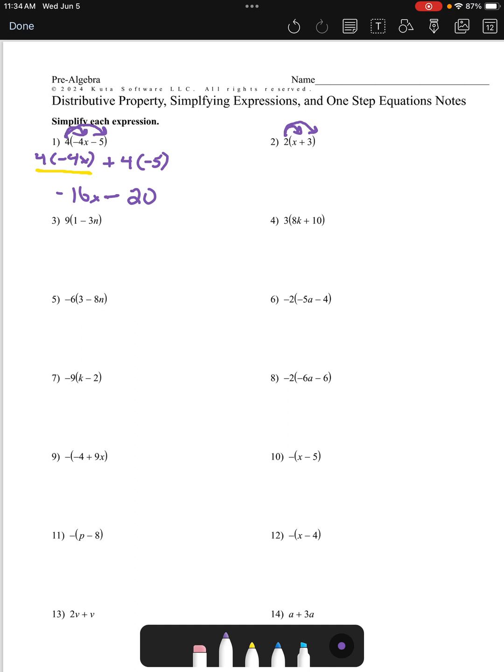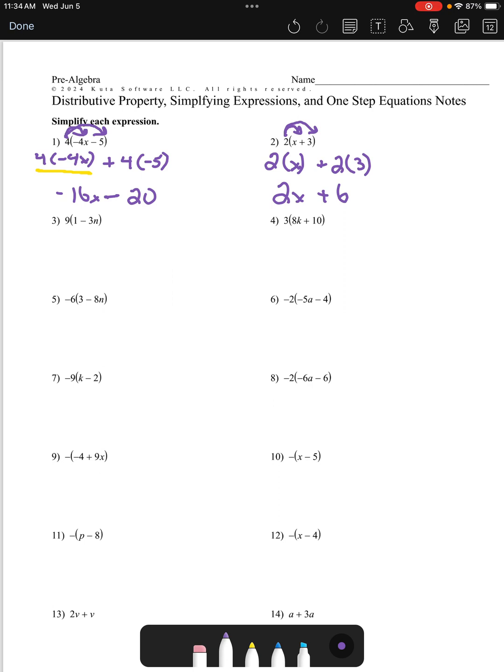In the second example, we are giving this 2 to both x and to 3. So we have to do 2 times x and 2 times 3. Now, everybody in this problem is positive. That's very nice. We have 2 times x. We know that's 2x, and we know that we write that as 2x with nothing in between them. And then we have 2 times 3. 2 times 3 is 6.